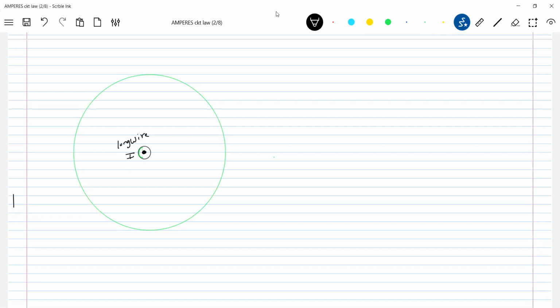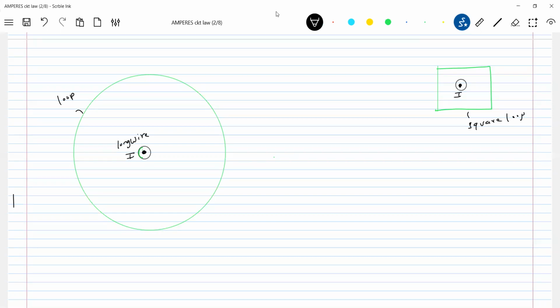For any shape, now I'm going to put it like this. There's a plane curve. Here also this will enclose a current I. So what is the value of B bar dot dL for both the loops? You can call it a loop. It's a circular loop here and a square loop here. So what is the value of B bar dot dL?